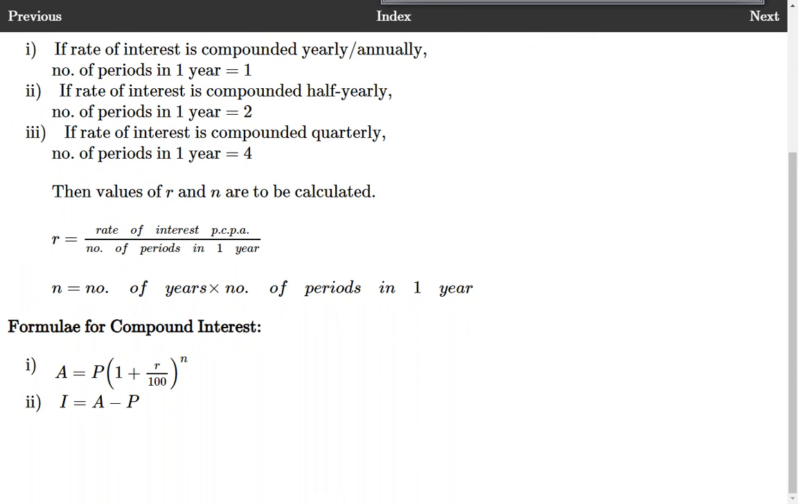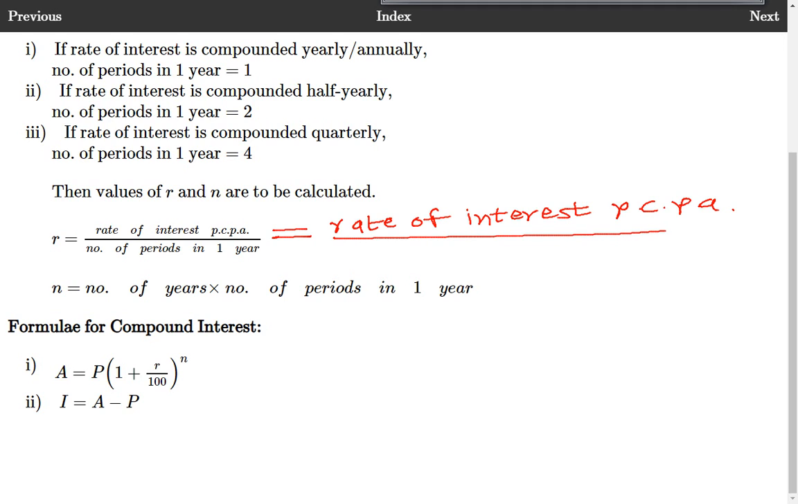So the formula for R is, it is rate of interest per cent per annum divided by number of periods in 1 year. We have already seen how to calculate number of periods. If period is 1 year, then number of periods in 1 year is 1.